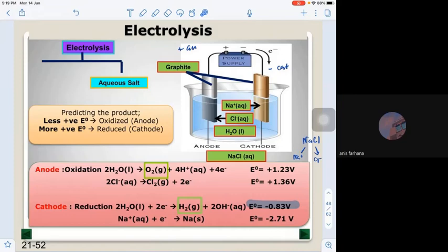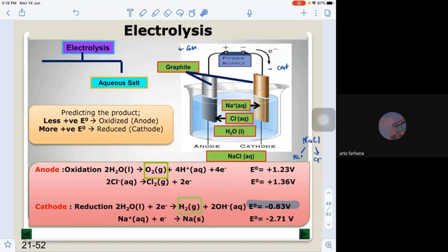Okay, so now we want to compare between these two. We need to consider the one that has a lower E naught value to be oxidized. Between these two, the lower E naught value is for the H2O. Therefore, if you have dilute sodium chloride aqueous, the product of the oxidation will be oxygen, and the product at the cathode will be hydrogen gas.